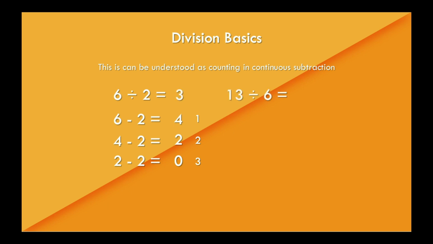Let's do one more example. 13 divided by 6. So we know that we need to subtract 6 from 13. We subtract it once, we get 7. We can subtract it again, so when we do so, we get 1. Now, if we subtract 6 again, we'll get a negative. So that means we should stop. We've subtracted a total of 2 times, and what's left after that is 1. So our answer is 2 remainder 1.